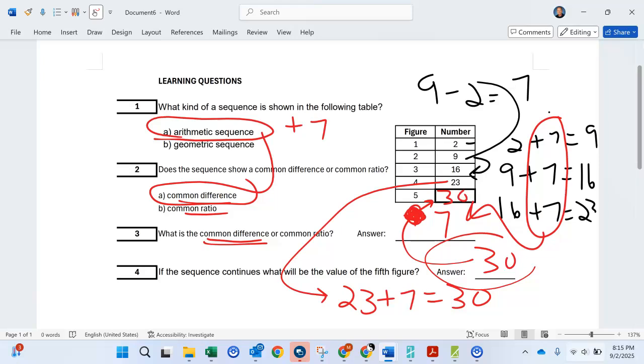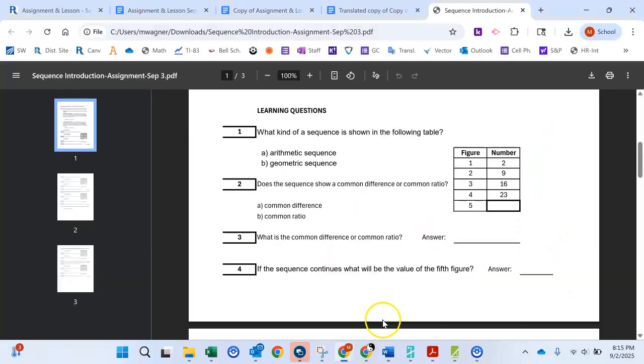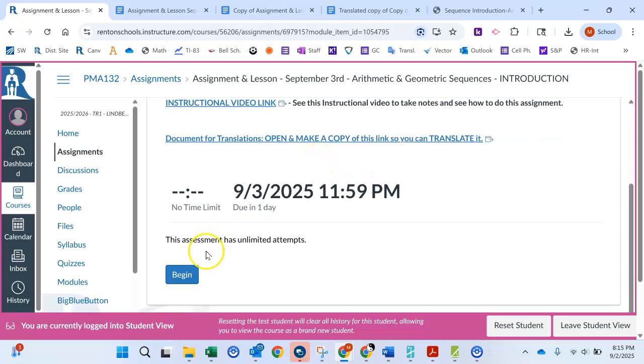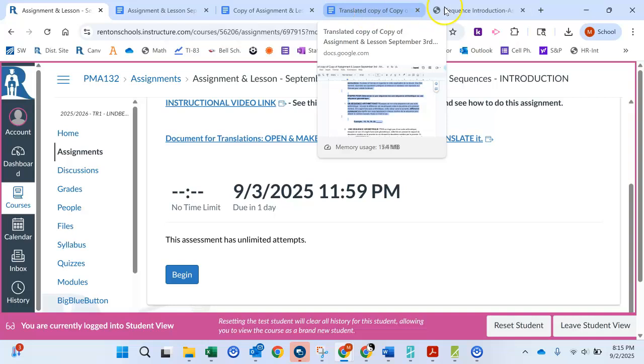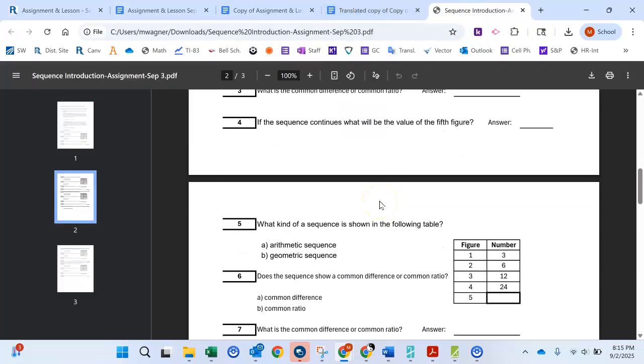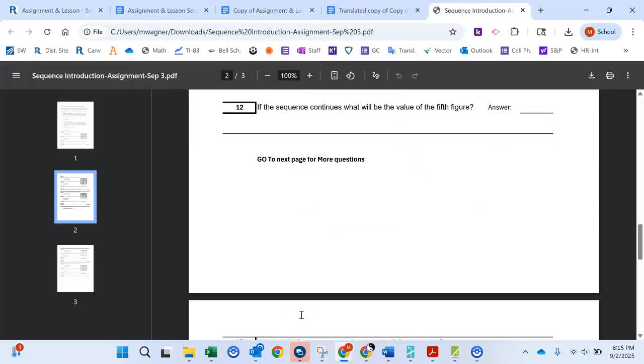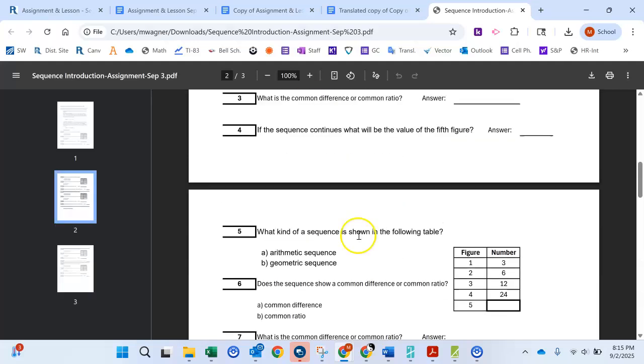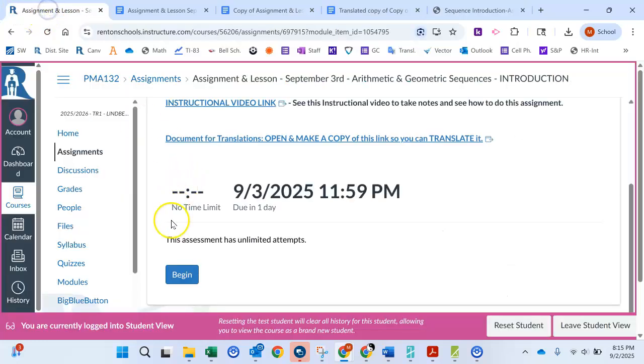Now, the next thing we need to do is enter our answers into Canvas, right? So we've got our first few answers, so let me go ahead and go back to Canvas. So now we're going to go here after you're done with the assignment, because there's more questions. You can do questions 5 through 20. There's going to be more tables, so go ahead and do those. And when you finish, you go back to Canvas, you hit begin.